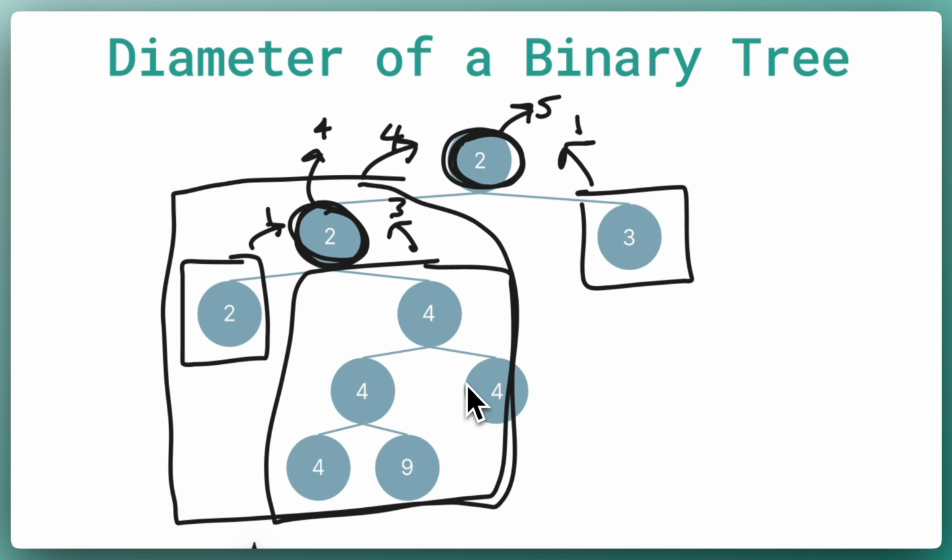And you might be able to tell that there's a lot of repeat work being done. In particular, at each node, we have to traverse all the nodes below it to find the height of the left and right subtrees. Now, all that repeat work leads to a big O of n squared runtime, which is not going to be good enough for the coding interview.